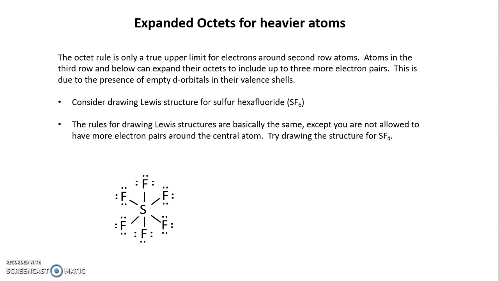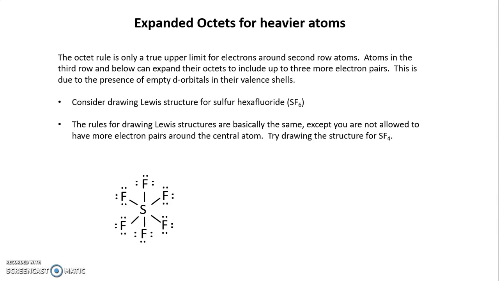So the rules for drawing Lewis structures are basically the same. You still put the least electronegative atom in the center. Okay, you're still trying to close open valences. You're still trying to satisfy the need for those atoms to have at least an octet around them. But if you have to, you're allowed to put more than 4 pairs of electrons around an atom if it's in the third row or below.